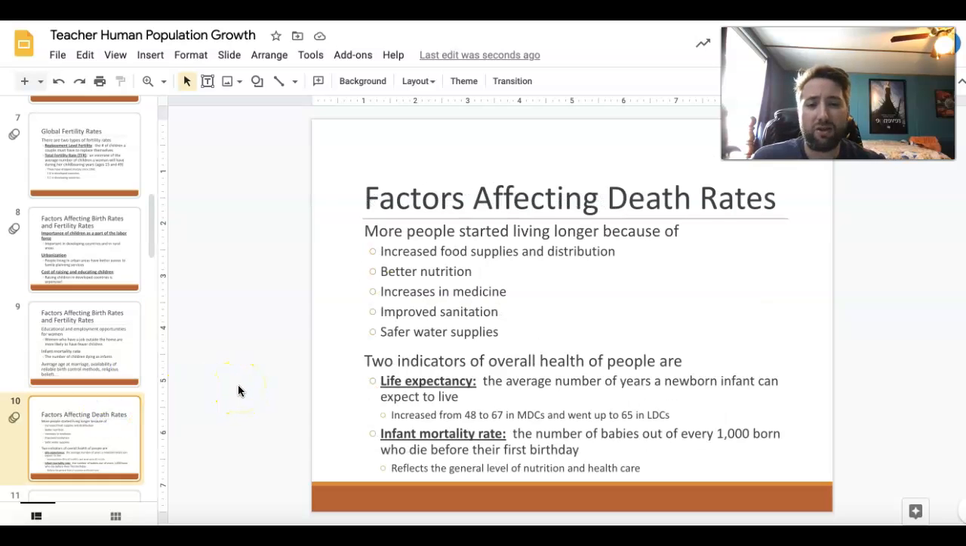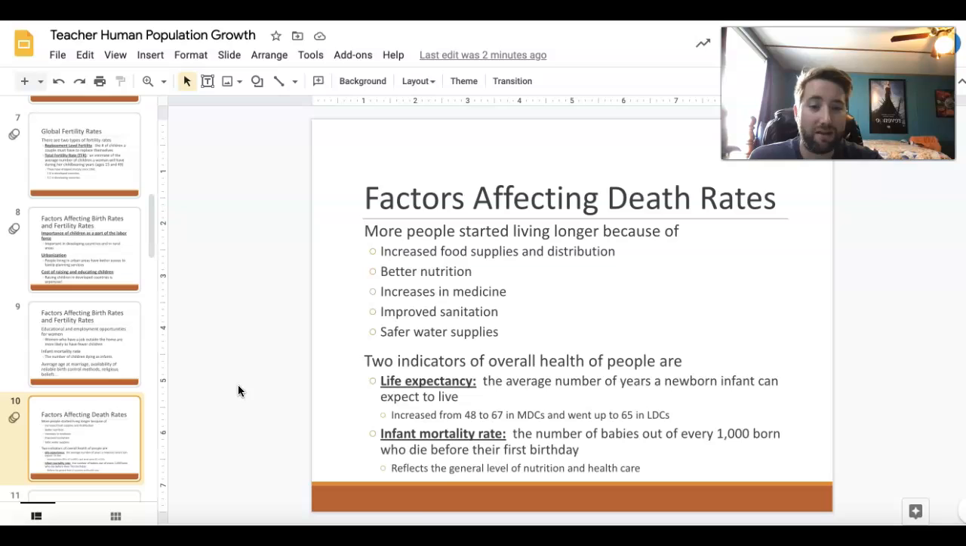And now here's some things that are affecting the death rates. So why are there so many people? Well, more people started living longer, mainly because of these things. So we had increases in food supplies. We had better fertilizers. We had better GMOs and that kind of thing. We have better nutrition, like the GMOs, the golden rice that gave vitamin A to everyone.